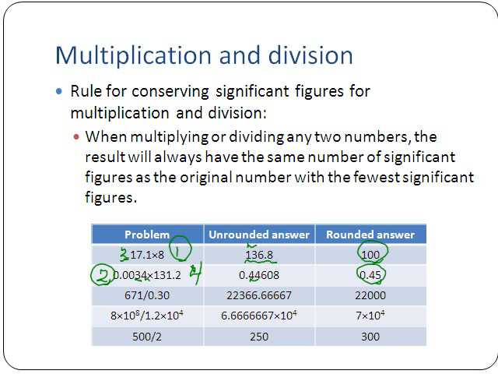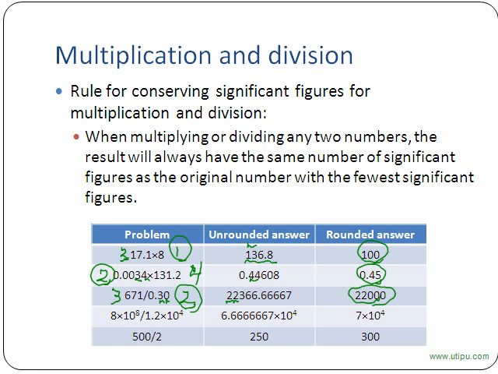Next one, 671 divided by 0.30. 671 has how many significant figures? 3. 0.30. The 3 is significant. The last 0 is a trailing 0 to the right of the decimal, so it is significant. So that will have two significant figures. The smaller one there is 2. So our answer is only going to have two significant figures, so it'll be this one and this one right there. And so that's going to round to 22,000 because the 3 rounds down.